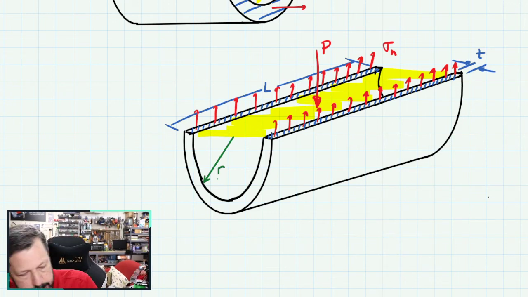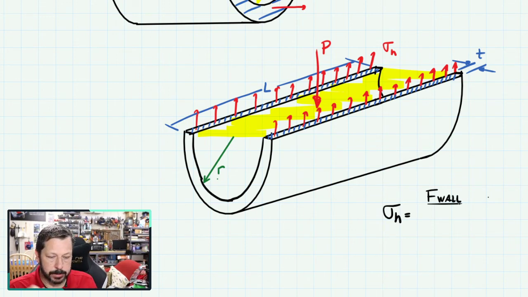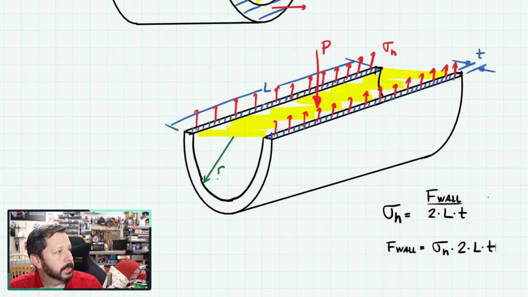So we're going to say that sigma h, that's the hoop stress, equals the force in the wall, so the force associated with all those tiny arrows, divided by the area that they act on. So there's two areas. There's the little blue hatches in the back and the blue hatches in the front. So there's two of them. And one of them would be L times T. So that's their area. So we could have this rearranged to say, well, the force in the wall is equal to the hoop stress times 2 times L times T. Okay. Then we're going to go in and say for the pressure, P equals the force associated with the pressure.